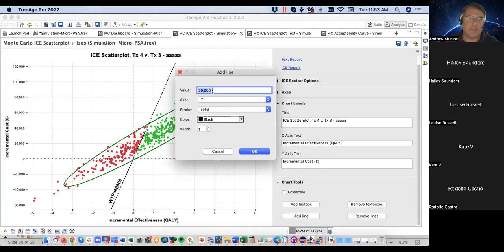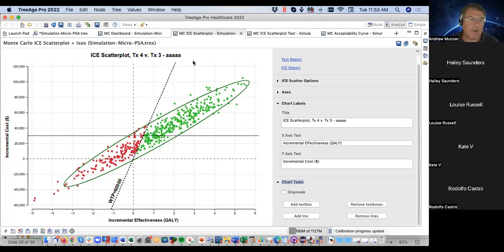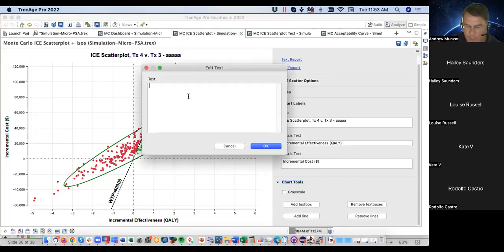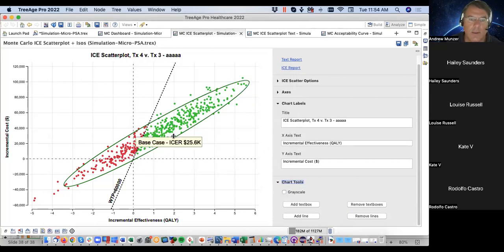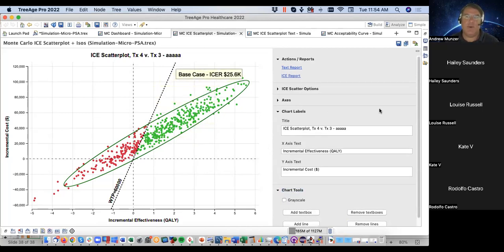let's just imagine the base case cost effectiveness is whatever is this. I could add a line across. I could remove the lines. I could add a text box. I could say base case. I don't know what it is, but I'm going to make it up. And I could just kind of put it here if I wanted to. So there's a lot of options now that you have to help you make your graphs more understandable and visible and relatable to whatever audience you have.